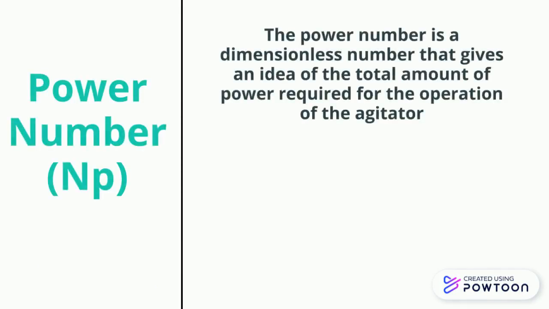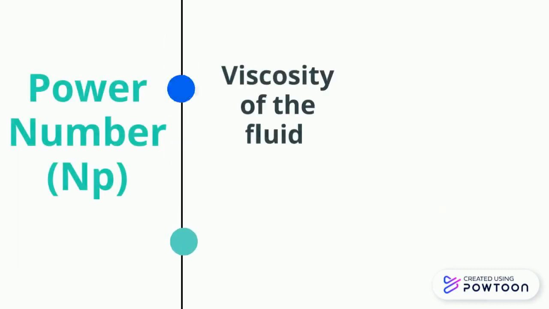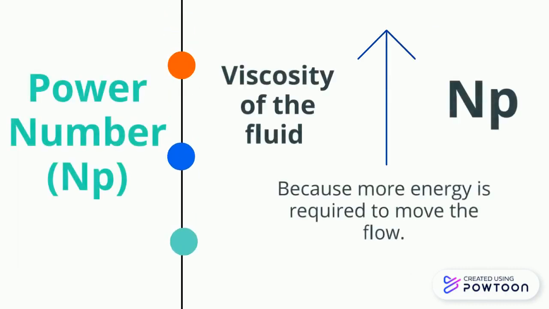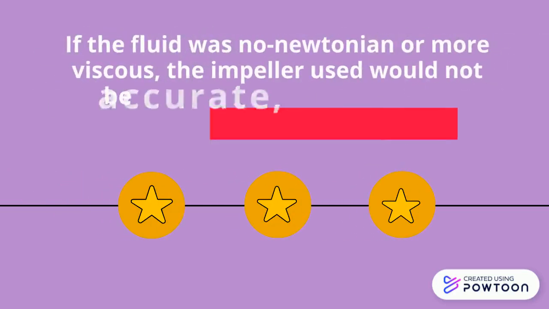The power number is a dimensionless number that gives an idea of the total amount of power required for the operation of the agitator. So, it is expected that as the viscosity of the fluid increases, the power number rises as well, because more energy is required to move the flow. If the fluid was non-Newtonian or more viscous, the impeller used would not be accurate.